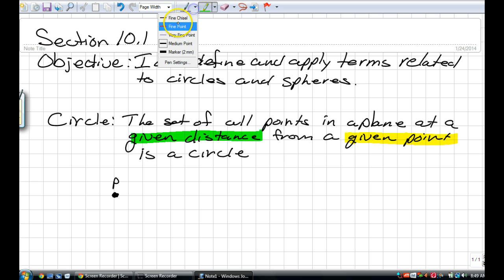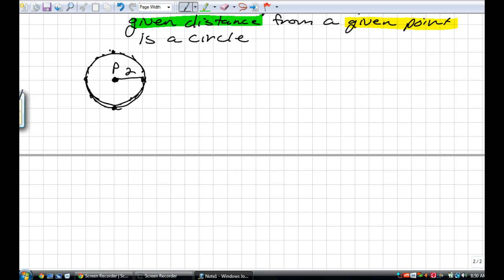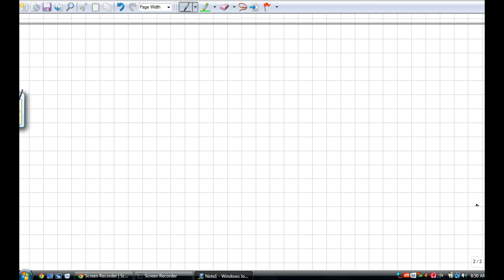And so if I want all the points 2 units from P, then I just keep locating points in a plane 2 units from P. And if I locate enough of those, it becomes a circle. And so this would be a circle with radius of 2. Okay? And some of the terms that we need to know for a circle.